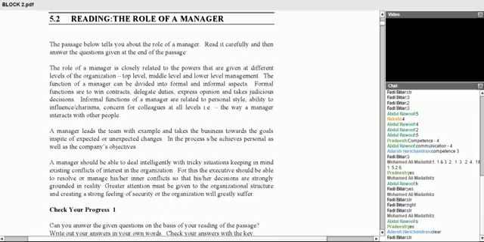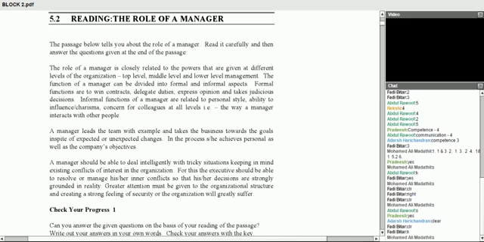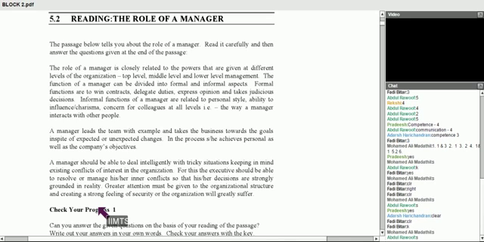Is it clear, everyone? Please read this. And once you're done, just let me know. Just type done in the chat box. I'm going to scroll it down so that you can see the question.